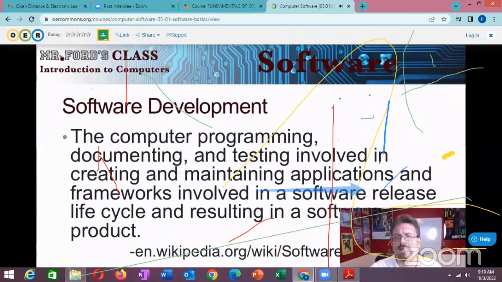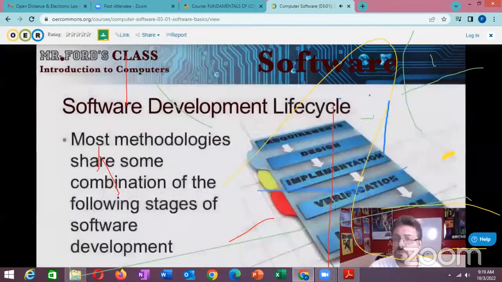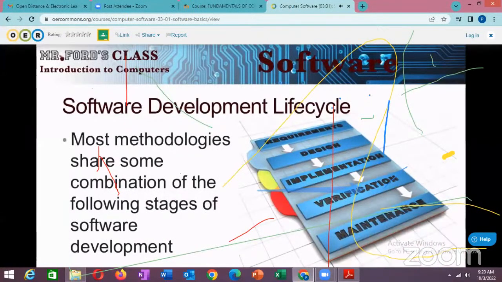Basically, what we're looking at is a methodology on how to create software and release it. And it really has to deal with more or less project management. And you see project management be used in a whole bunch of different industries, and they might change the terms and they might change the steps, but the core of it is there. Most methodologies are going to share some combination of the following stages of software development: your requirements, your design, your implementation, your verification, and your maintenance.